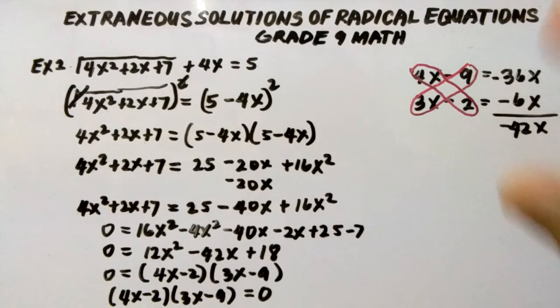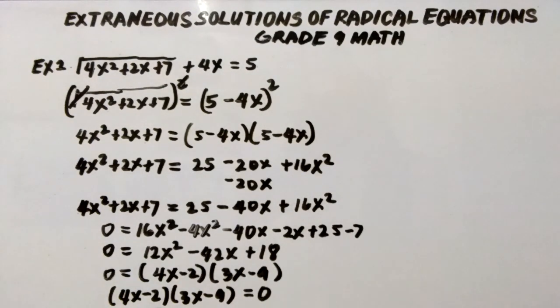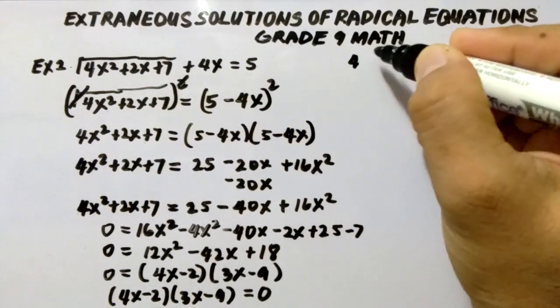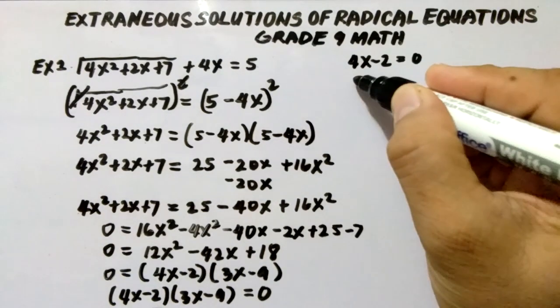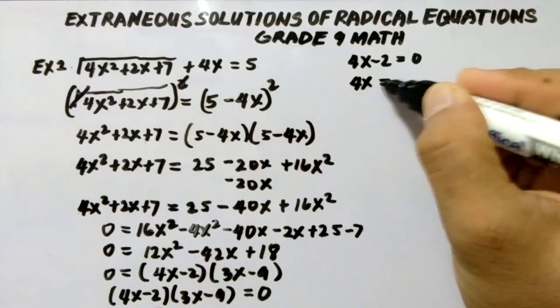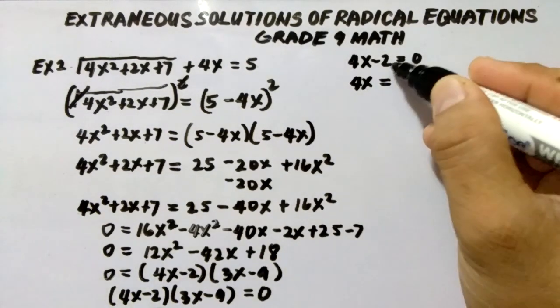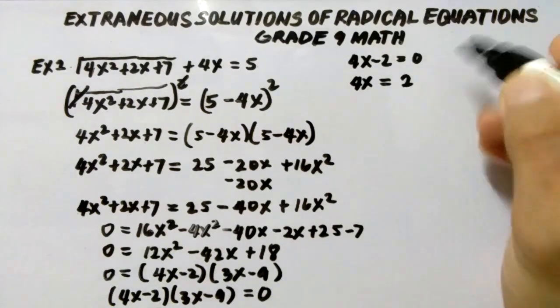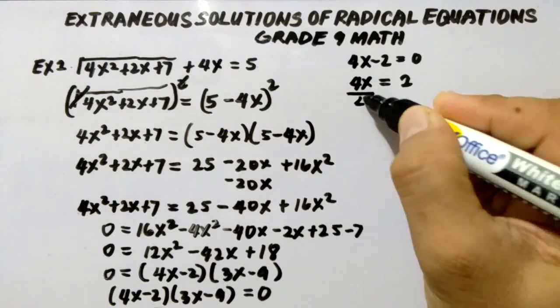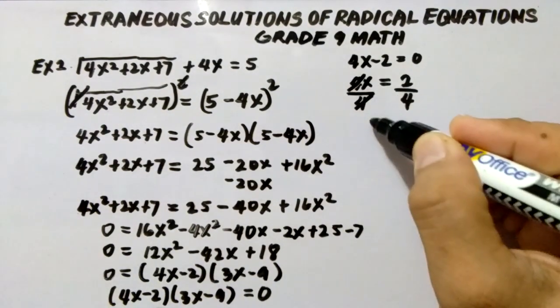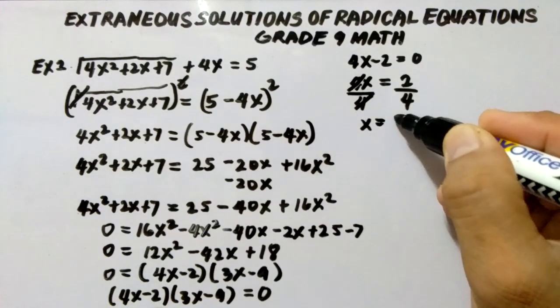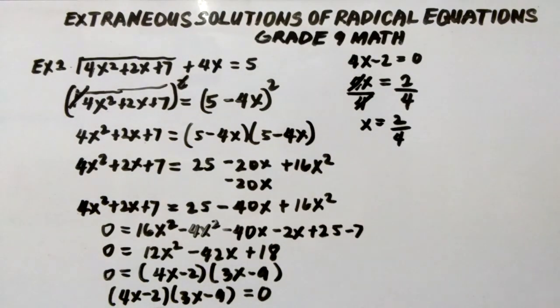Okay. Then, burahin po natin ito. So, unahin po natin ito. 4x minus 2 is equals to 0. So we have 4x is equals to, so transpose po natin to the right side, negative 2 becomes positive 2. Then, divide natin both sides of the equation by 4. So cancelled, cancelled. So we have x is equals to 2 over 4.